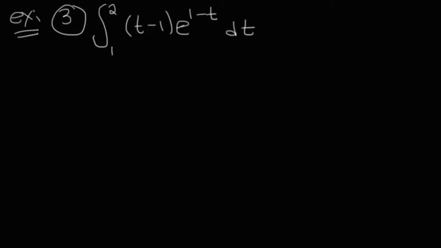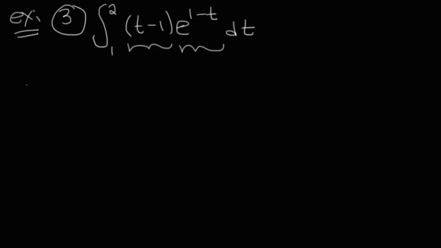Okay, let's do one more example here. In this case, I've added one more condition, which is the 1 and the 2, so basically bounds for the integral. We're going to practice with those as well. So in this case, again, it is by parts, and we've got two functions. There's t minus 1, and then there's e to the 1 minus t. I consider that e to the 1 minus t as one entire function.